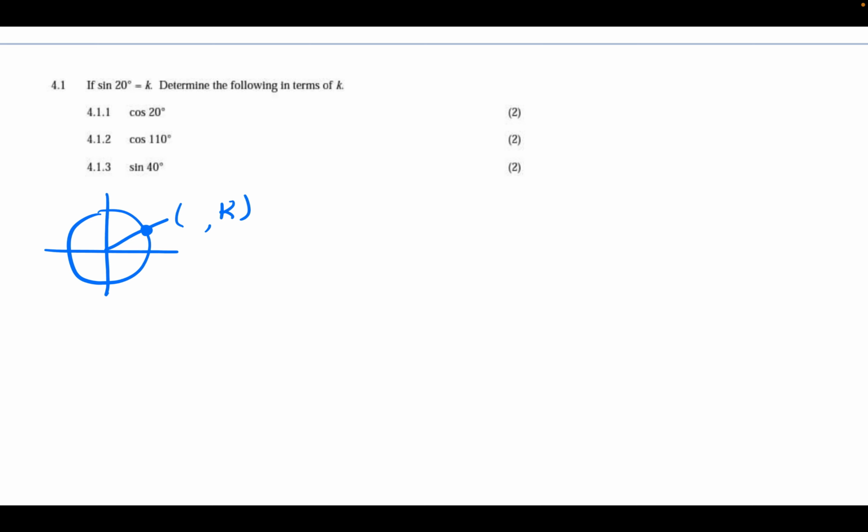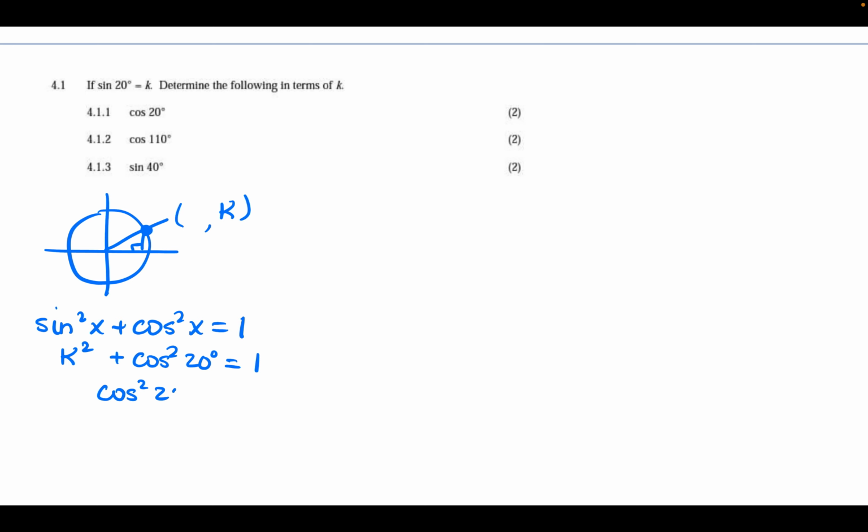So there are a few ways to do this problem. One is to know that sine squared plus cosine squared is equal to 1. That's a Pythagorean identity that comes from a triangle. So if we know that sine squared, k squared, plus cosine squared of 20 is equal to 1, then we can solve this for cosine.